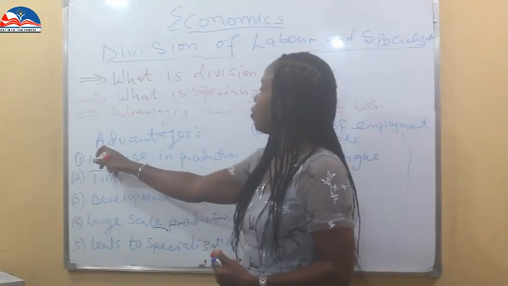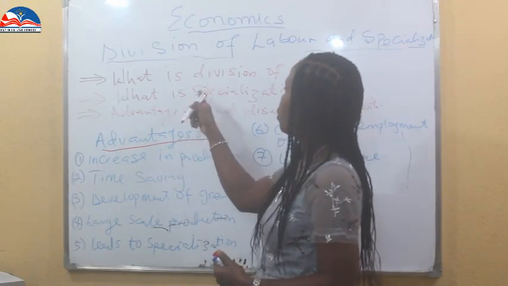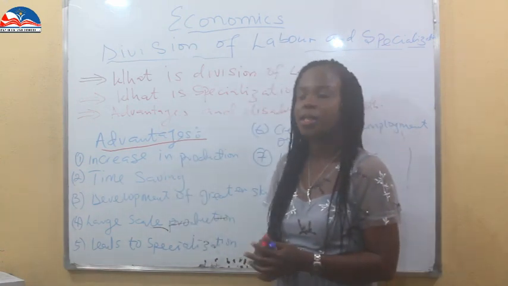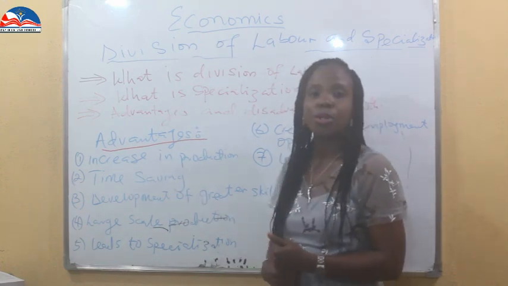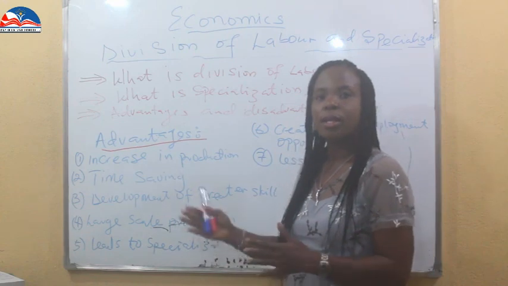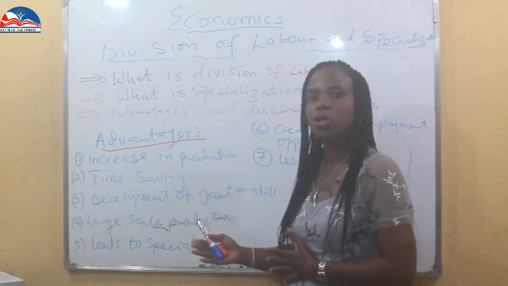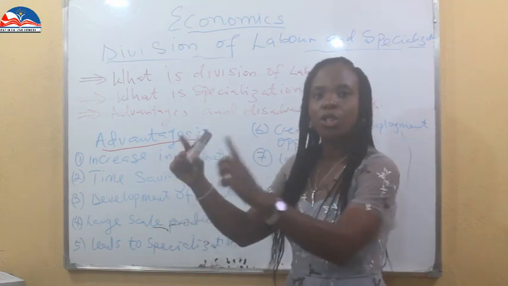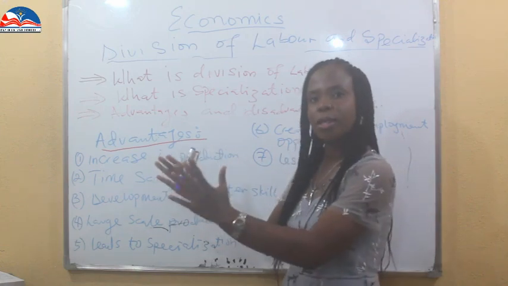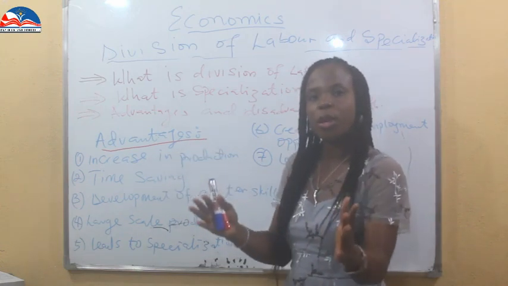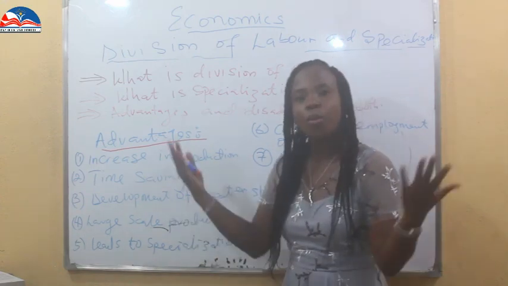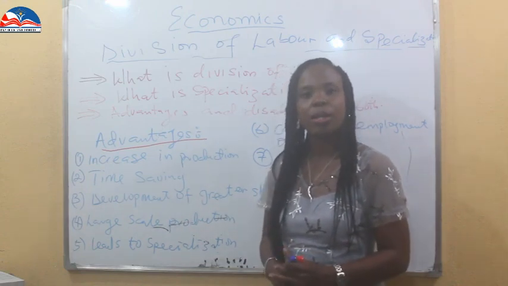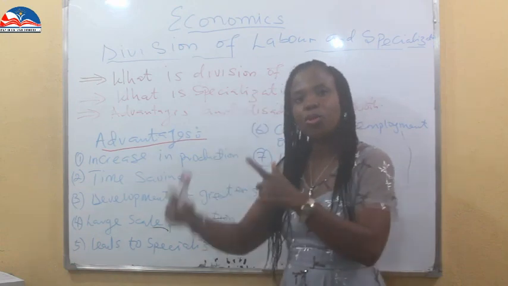Now let's look at the advantages of both division of labor and specialization, because both share similar advantages and disadvantages. Number one, increase in production. Since different persons undertake this process, whether in division of labor or in specialization, production is always increased because different persons take each unit and so work moves faster. Each individual concentrates on a particular production process. At the end of the day, they will come up with increase in production since different persons are undertaking the production process. It's not just one person moving from one production process to another.